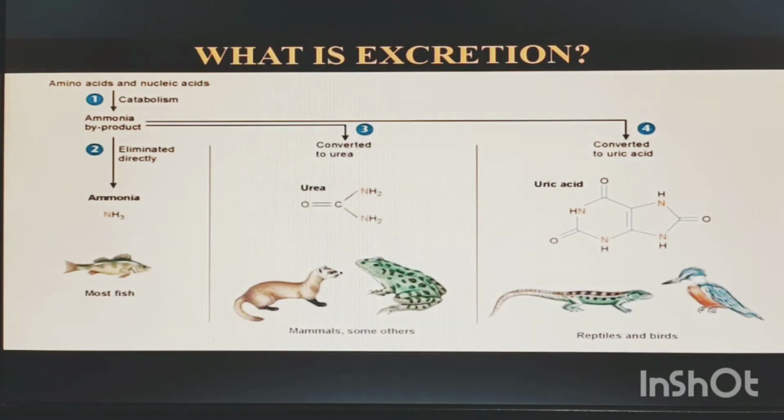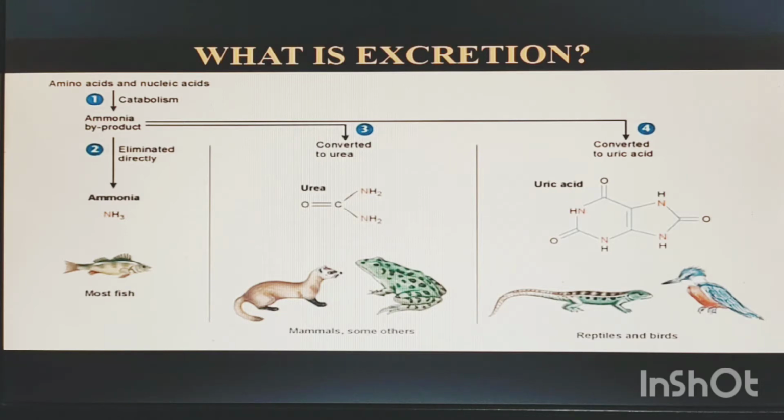So the question is, what is excretion? The process of getting out or elimination of these nitrogenous waste materials from the body is called excretion. On the basis of excretory products, animals can be of three types. First is ammonotelic, second is ureotelic, and third is uricotelic.